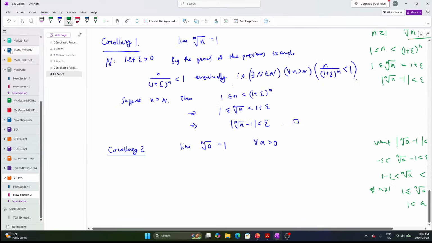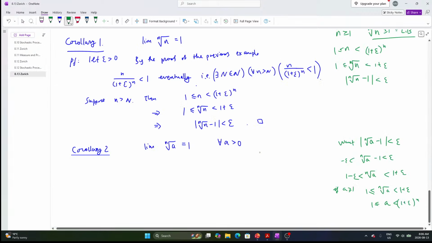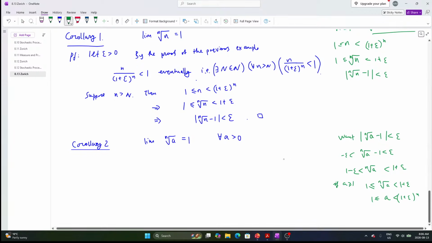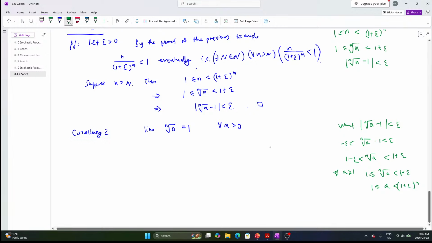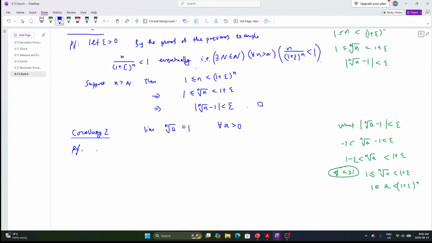So here, this is what we have in our Scratch work. So let's just start by writing up the case a greater or equal to 1. Proof. So let epsilon greater than 0, we always need that. We consider two cases of a.